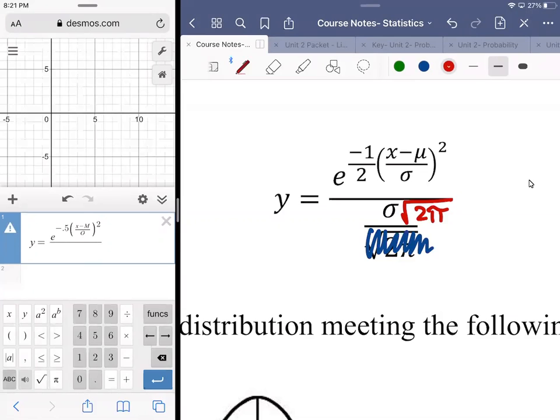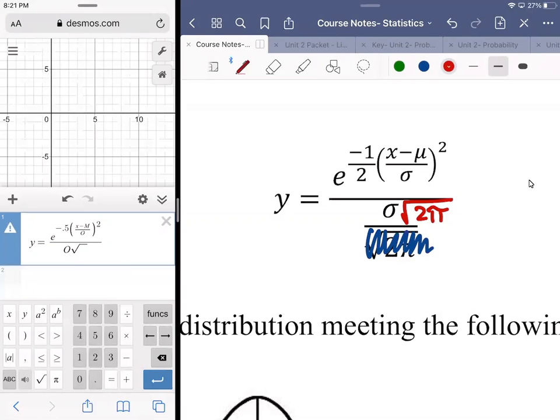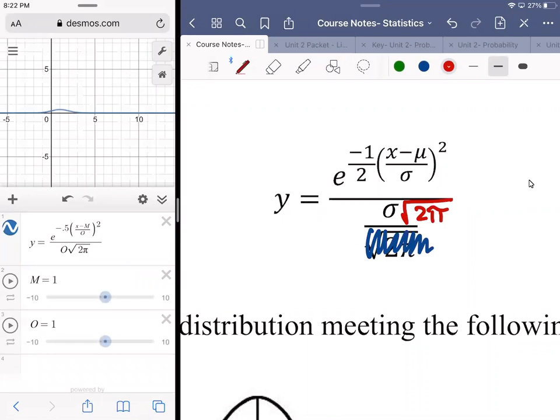Right, so capital O, square root of 2 pi. And then it asks you to add a slider because this is a function of y dependent on x. Everything else would be considered a constant, and that constant can be changed to whatever you want it to be. So I'm going to hit all, and you can see I got a little hump there in the graph.